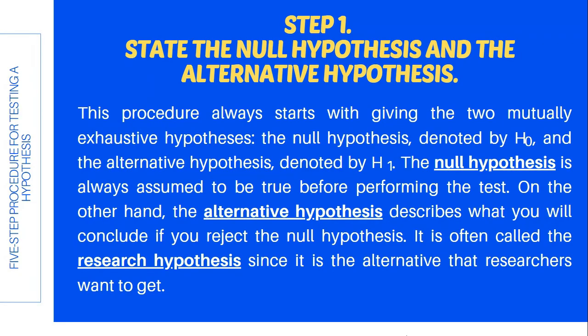The null hypothesis is always assumed to be true before performing the test. On the other hand, the alternative hypothesis describes what you will conclude if you reject the null hypothesis. It is often called the research hypothesis since it is the alternative that researchers want to get.